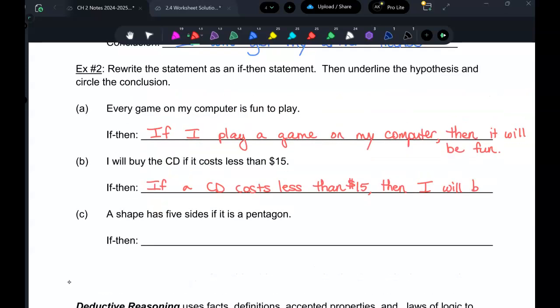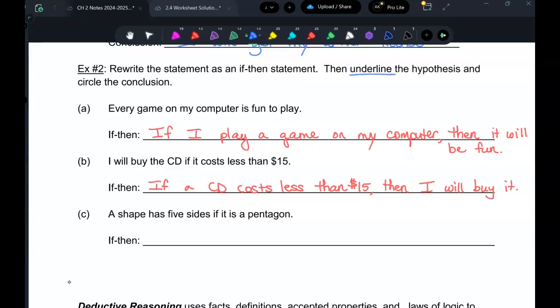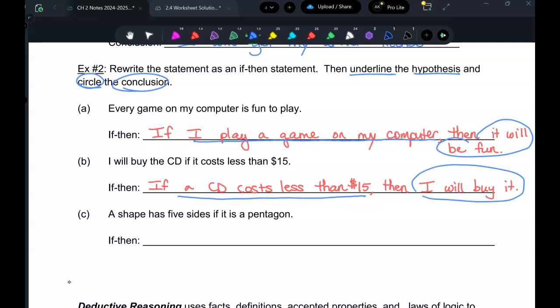Oh, you know what we forgot? One thing I forgot to put in the directions: we're going to underline the hypothesis and circle the conclusion. So on the last one, I'm going to underline, I play a game on my computer. It will be fun is the conclusion. Then if a CD costs less than $15, that's my hypothesis. My conclusion is I will buy it.